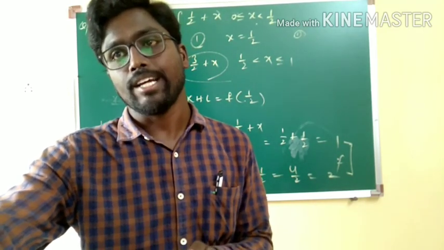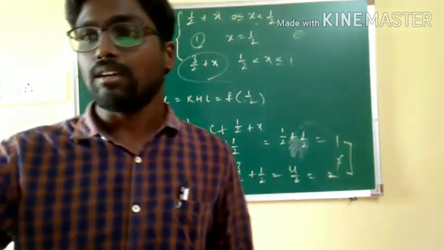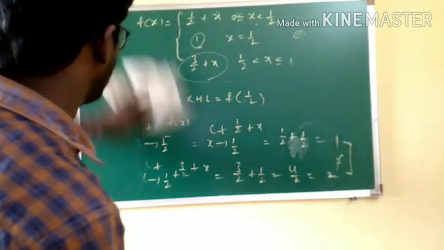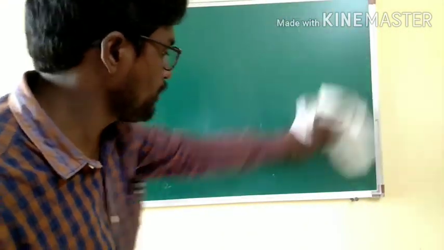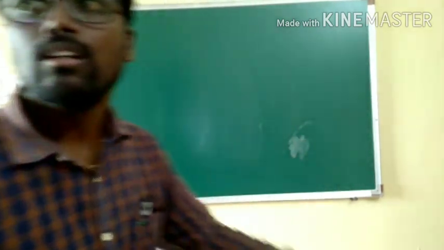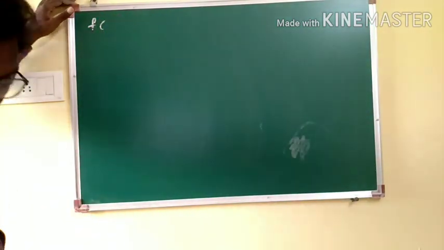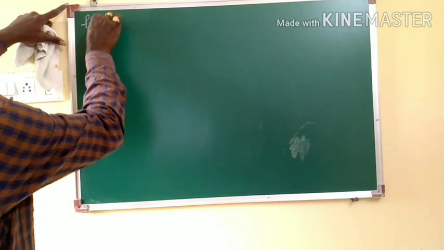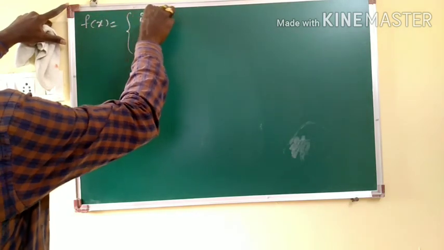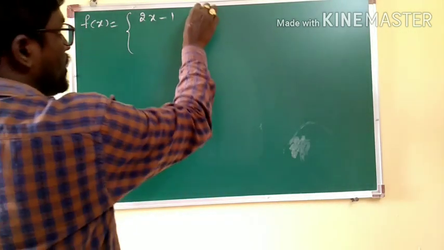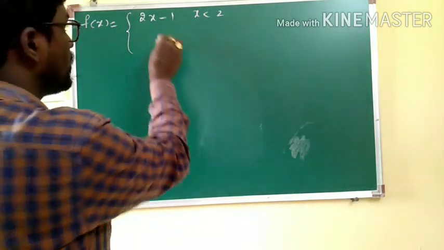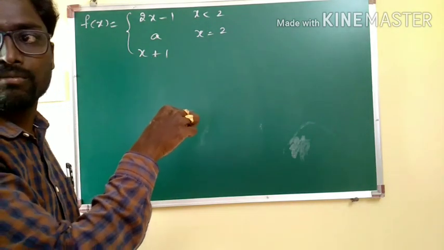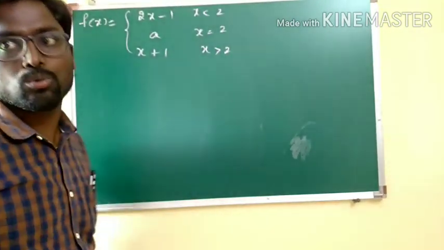Chalo. The next problem is: find the value of a if the function f of x is defined by f of x is equal to 2x minus 1 if x is less than 2, a if x is equal to 2, x plus 1 if x is greater than 2.